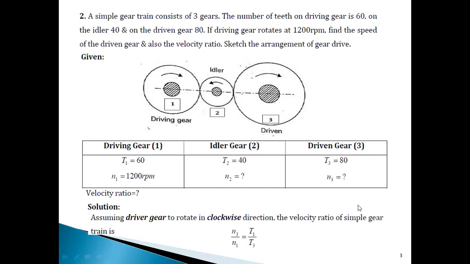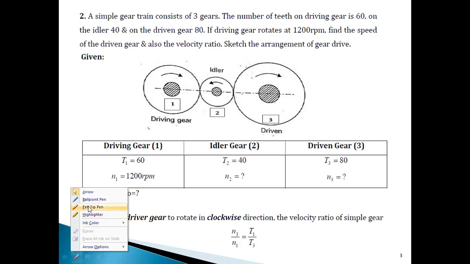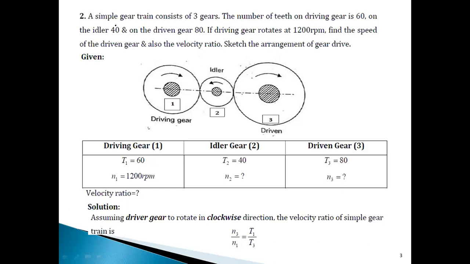So the velocity ratio for a simple gear train, now we need to go on calculating this one. Let us see the things. We have N3 by N1 is equal to T1 by T3. I already told you how we write it: the number of teeth is inversely proportional to the speed. So N3 by N1 is equal to T1 by T3. This equation is valid only for a simple gear train. This equation changes when we go for a compound gear train.